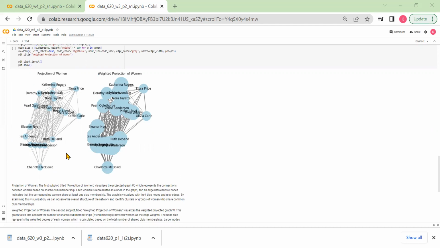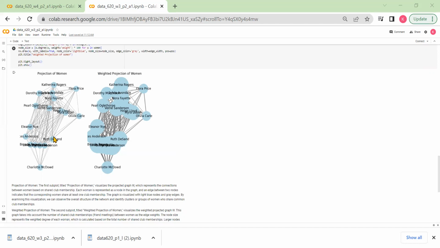We can see that the first subplot, titled Projection of Women, visualizes the projected graph W, which represents the connection between women based on shared club membership. Each woman is represented as a node in the graph, and an edge between two nodes indicates that the corresponding women share at least one club membership. The graph is visualized with light blue nodes and gray edges.